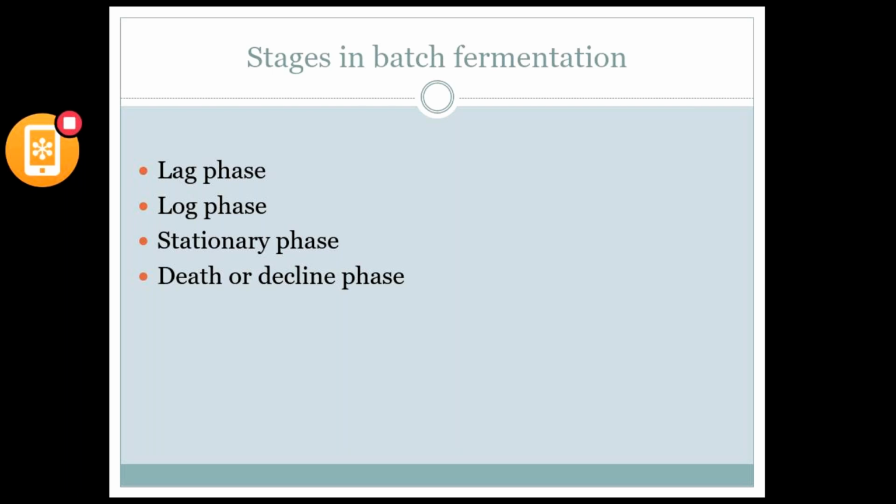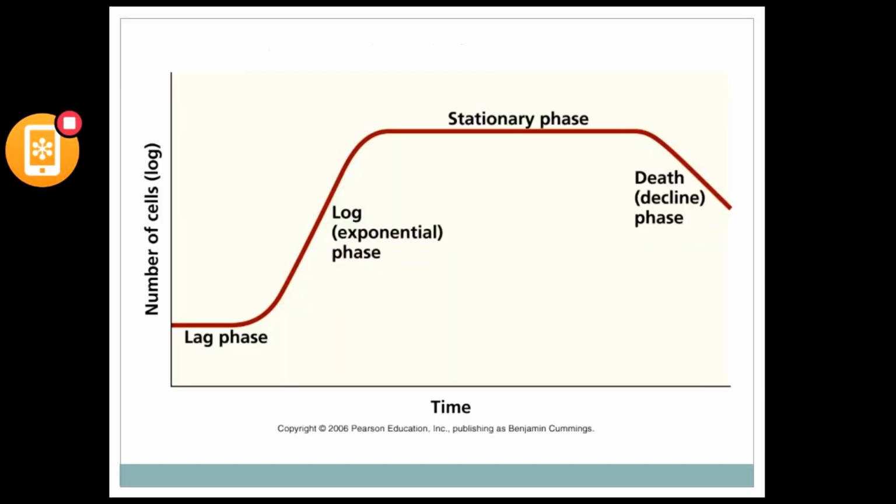So next slide please. So here we can see the graph which is plotted between number of cells and time. Lag phase, log phase, stationary phase and decline phase. In the lag phase, the cells get adjusted to the environment and get ready for multiplication. In the log phase, cells multiply. That means the number of cells increases. So there will be a straight line with a positive slope.